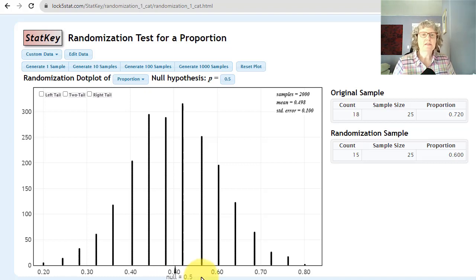That's saying this is assuming the null hypothesis is true, and we took repeated samples, what results would we be likely to get if the null is true? Okay, so if it's really a 50-50 chance.